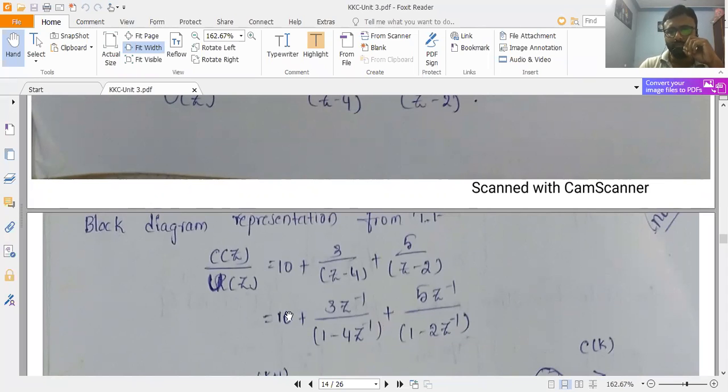So try to understand this particular equation. There is no z inverse term in the first one, and the second term we have is 3 z inverse divided by 1 minus 4 z inverse. That means this value has to be represented as one block, this particular term is also represented as one block, and this one as well. All these values are going to be added as a summing part. This is one block, second block, and third block.